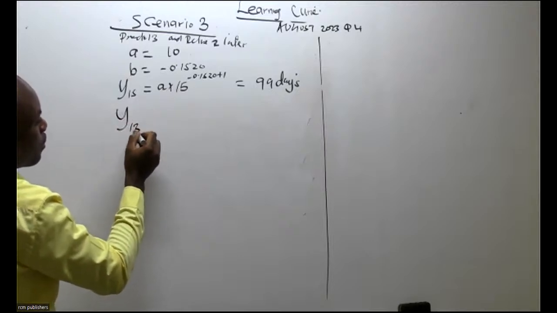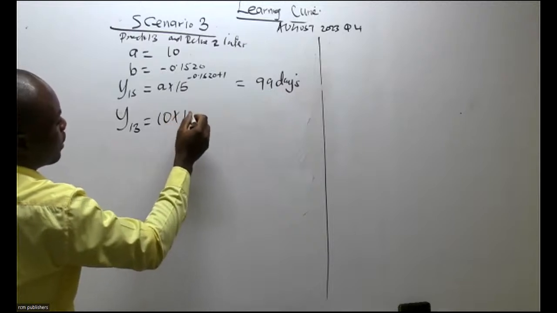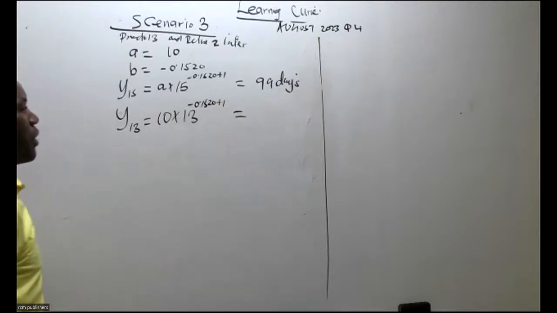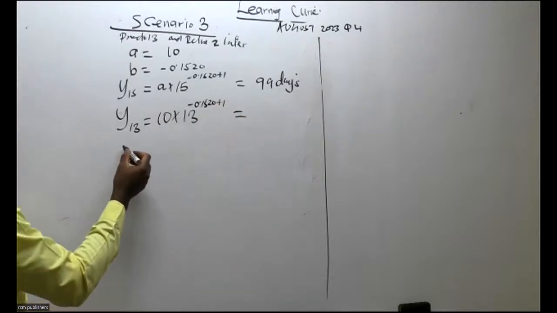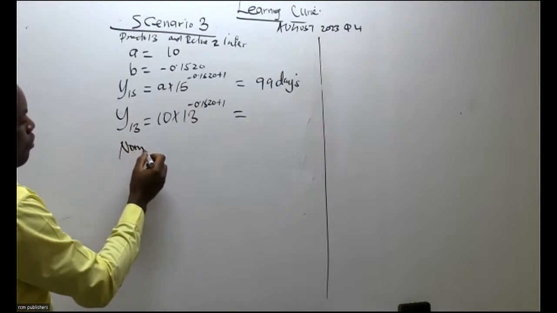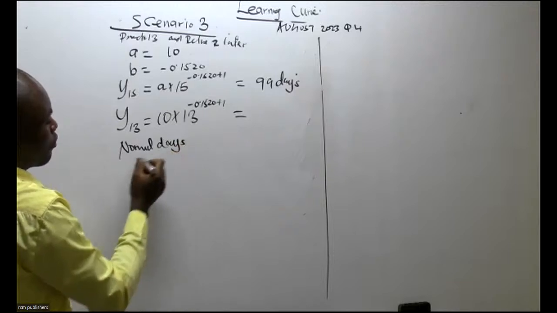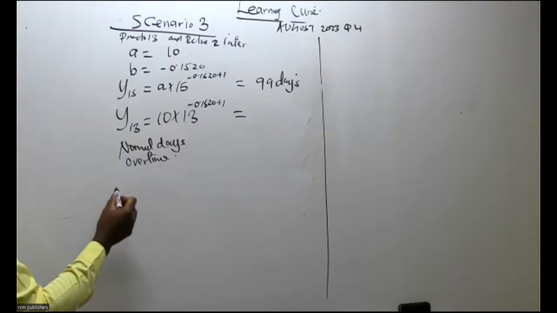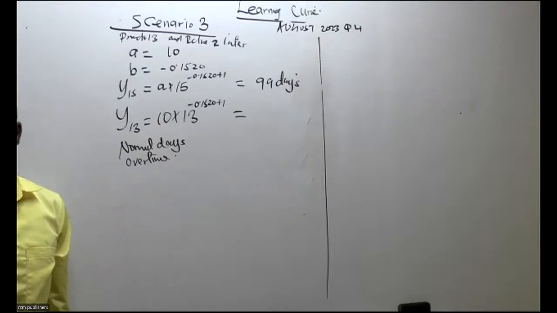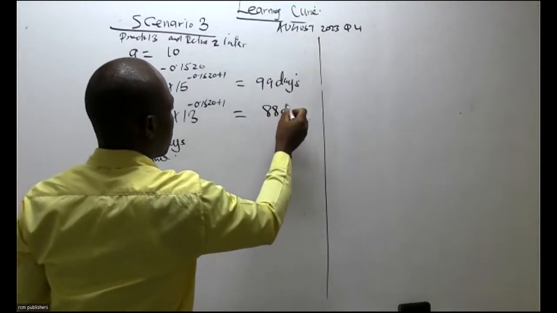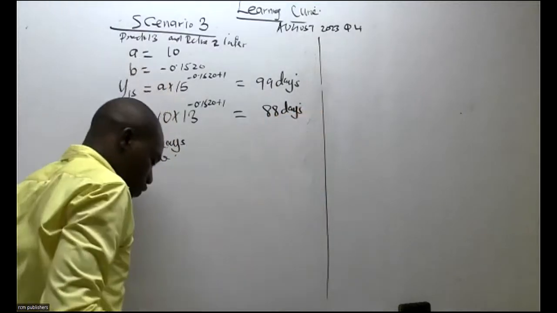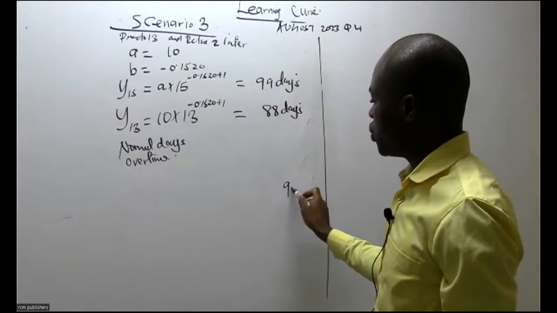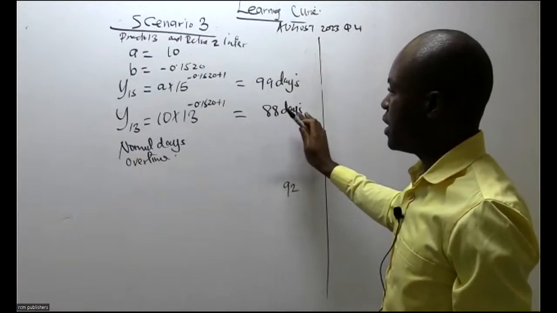Y at 13 will be equivalent to 10 times 13 raised to the power negative 0.1520 plus 1. Tunapata ngapi? Watu hawaongei hapa. We have 88 days. So without even telling you whether there was overtime or not, a normal working day should be 92 days. They have managed to work for 88 days without overtime.